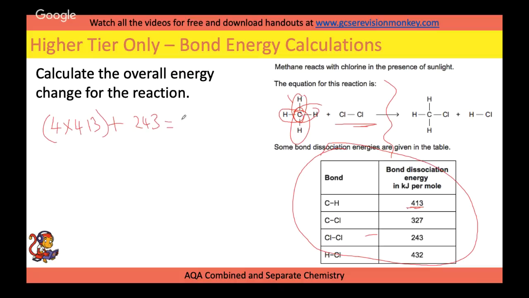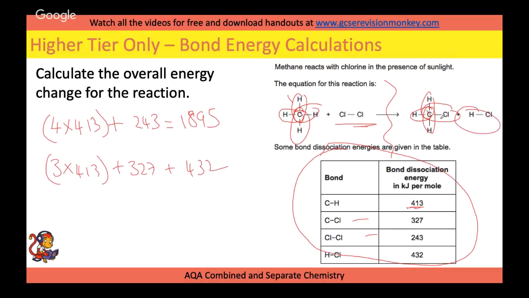So for the left-hand side, we get a total of 1895 kilojoules per mole, 1 mark. For the right-hand side, we need 1, 2, 3 C-H bonds, so 3 times 413. Add that to 1 C-Cl bond, which is this one, 327. And add that to 432, which is this final bond. And you end up with a total of 1998. All you do then is take left from right, always that way round. 1895, take away 1998. And that gives us an answer of minus 103 kilojoules per mole.